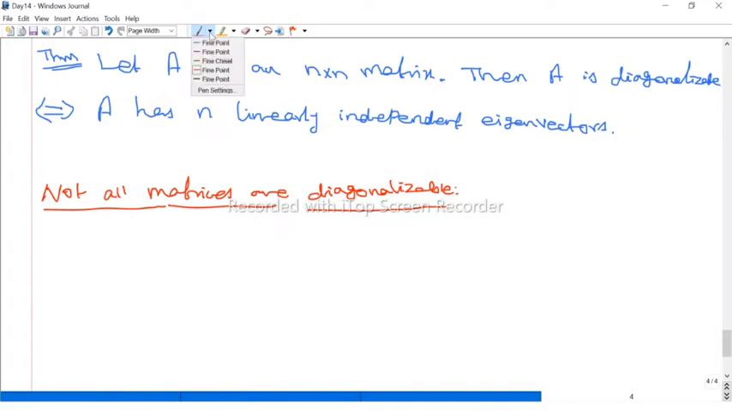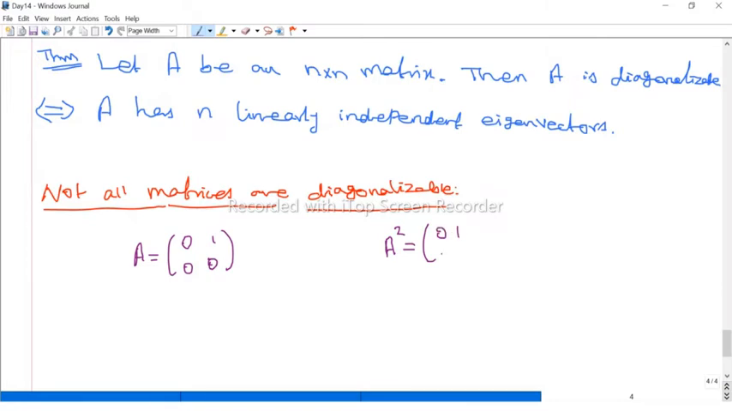Now we give an example. Suppose A is a 2 by 2 matrix, A equal to 0, 0, 0, 1. Clearly, this is a nilpotent matrix. Why? Because what is A squared? A squared is nothing but the zero matrix. To check it, A times A, we get 0, 0. You can easily check. So A is a nilpotent matrix, A squared is 0.